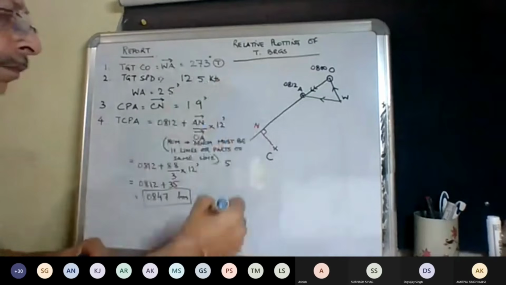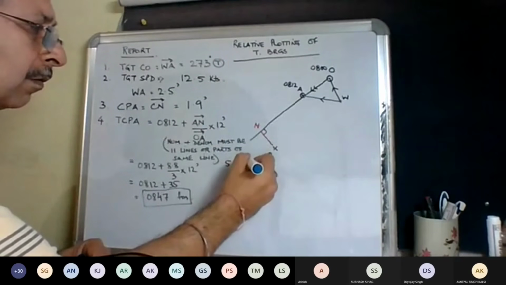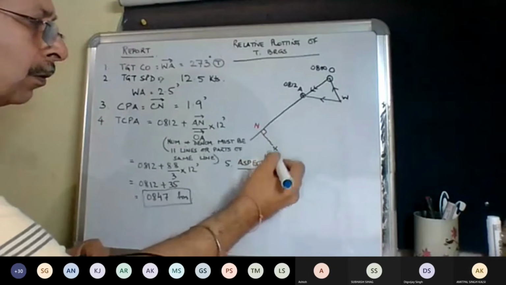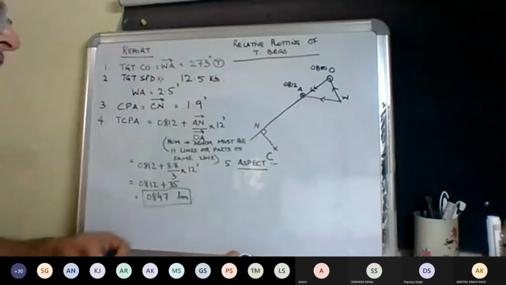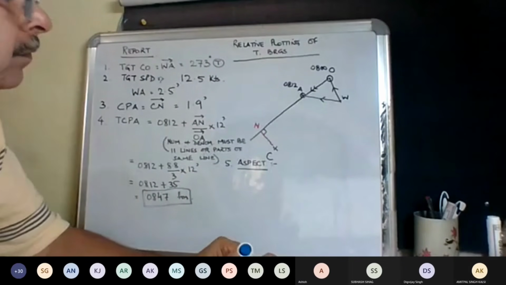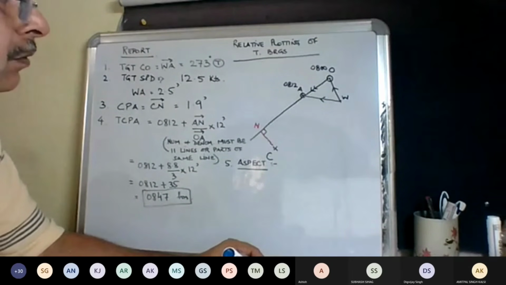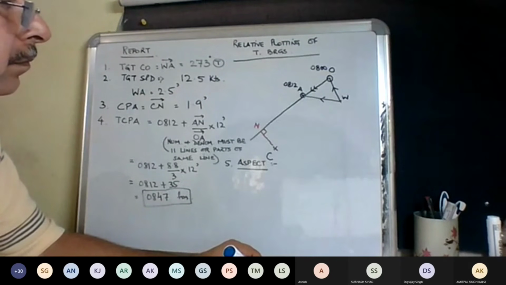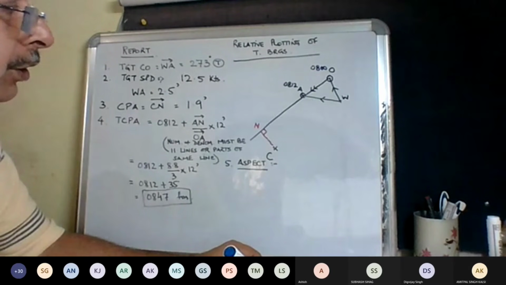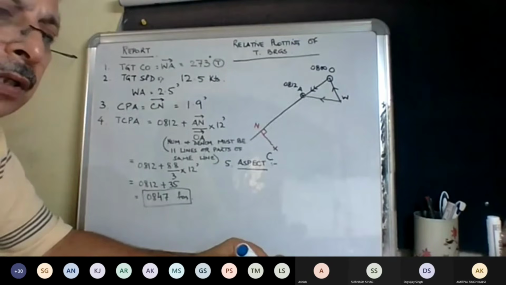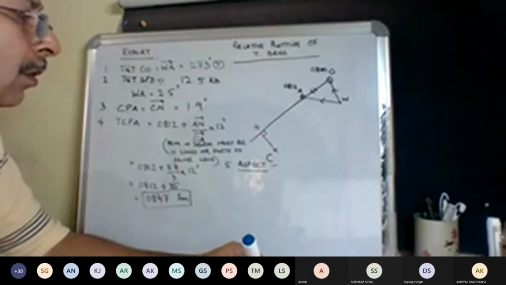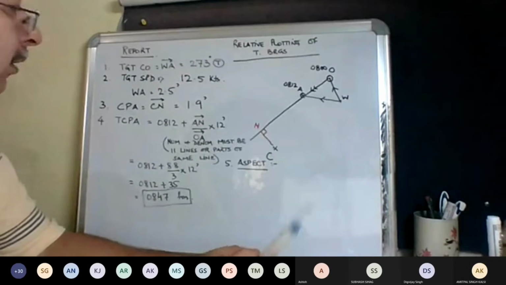Fifth, aspect. ये ओरल्स के लिए भी बड़ा पॉपुलर क्वेश्चन है कि व्हाट इज एस्पेक्ट। So basically it is the relative bearing of ownership from target's ship's head. How do we calculate it?